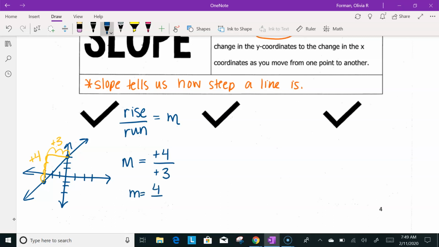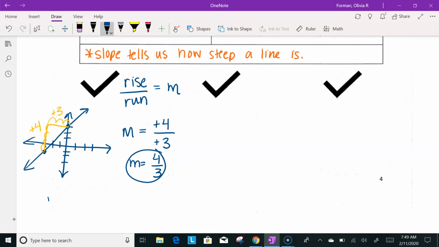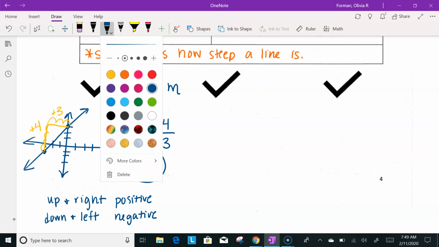We don't need those pluses there. You can just write it as 4/3. One thing to keep in mind here is that up and right, if you're going up or if you're going right, that's going to be positive. If you're going down or left, it's going to be negative. So in that example there, we happened to go up and right, so they were both positive.